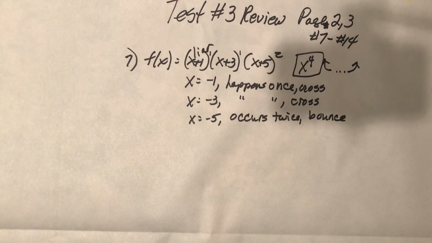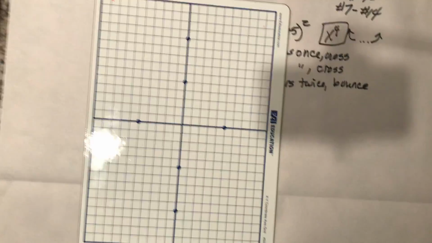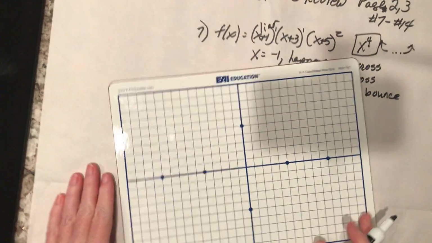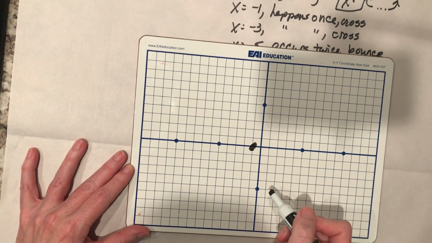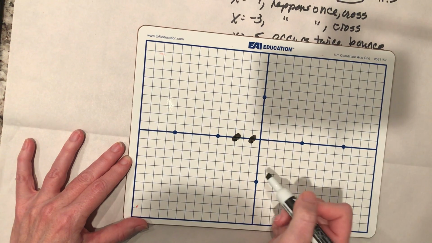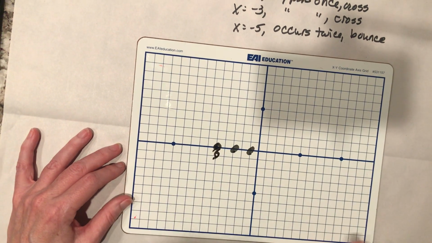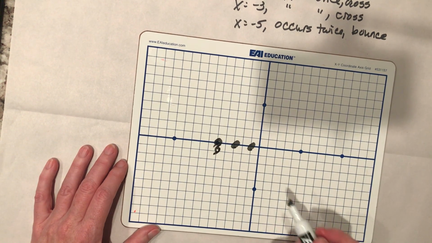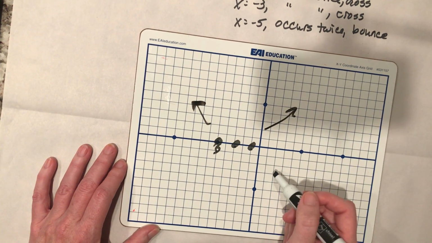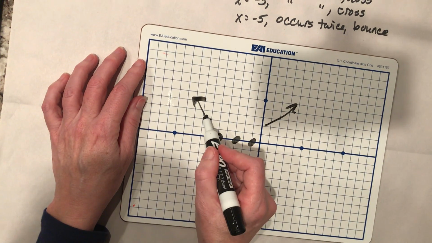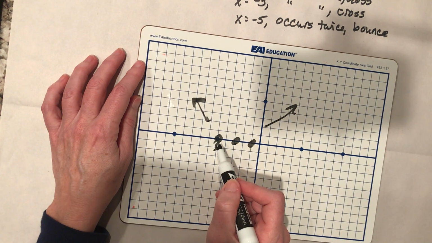So let's see what we can do about graphing that. We've got a -1. We've got a -3. And we've got a -5. And remember, it's going to bounce there. So I put a B there, just like in class. We know the end behaviors are going up to the left and up to the right. So we're going to come through here. This is our -5, 0, and it's going to bounce there.